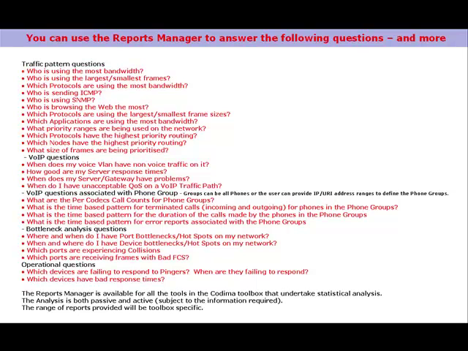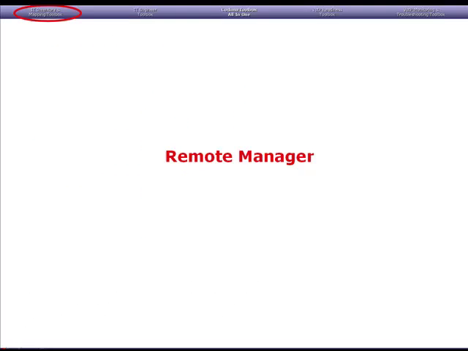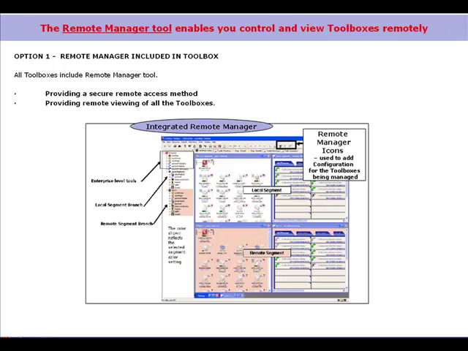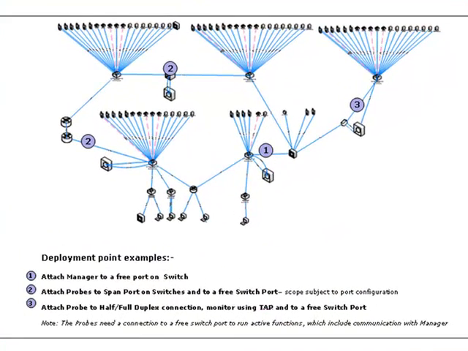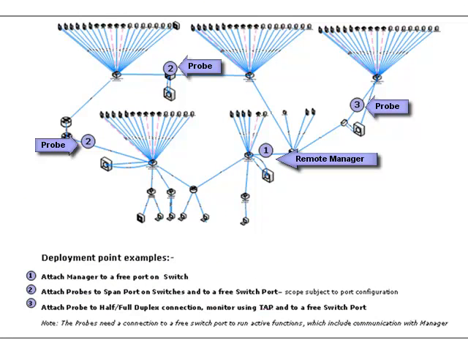And the last tool I will cover in this toolbox is the Remote Manager tool. This tool provides the capability of remotely controlling and viewing other toolboxes. For example, it can be used in conjunction with probes to extend the domain monitored by the passive analysis tool. And that completes the tutorial for the VoIP Readiness Toolbox.